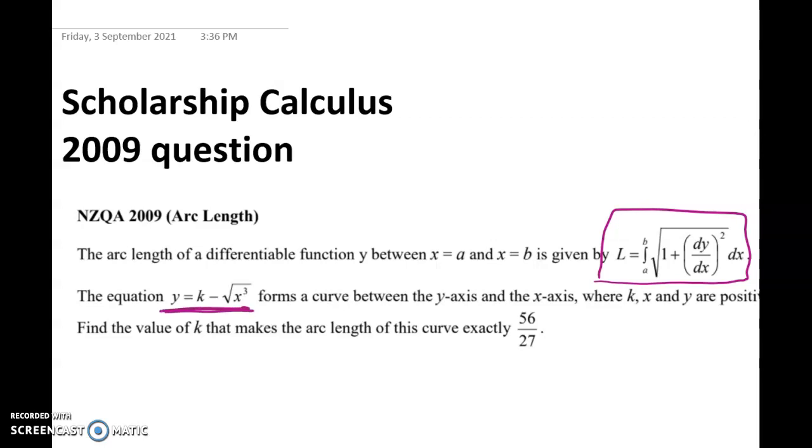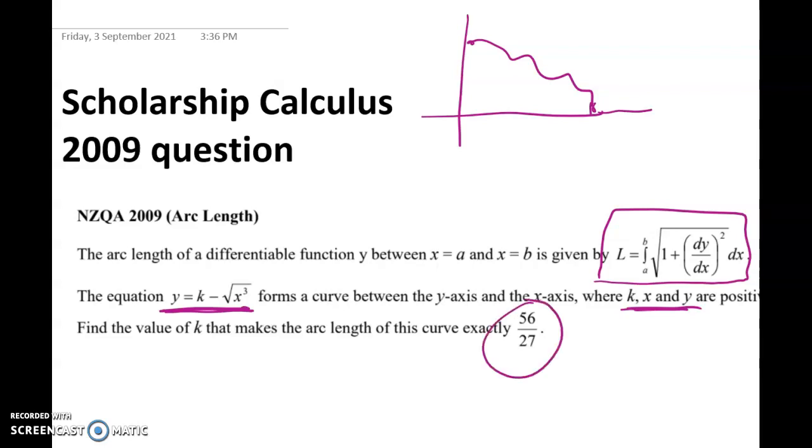Y is equal to k minus x to the power of 3 over 2. And this function forms a curve between the y-axis and the x-axis. K, x, and y are positive. We have to figure out what value of k will make the arc length of this curve exactly equal to 56 over 27. So when I did it online, I just gave you this idea by drawing a wiggly line. And we have to get that length to this number here.